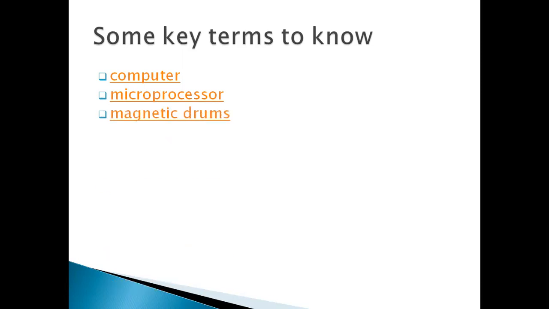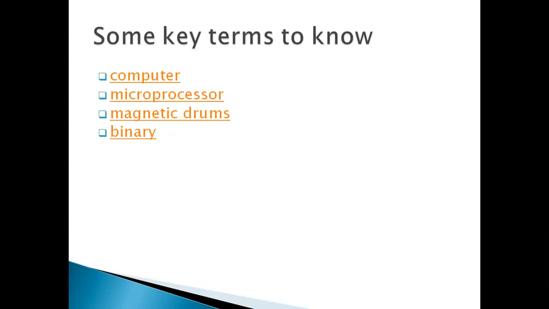Now, here are some key terms which we should know before starting the lesson. First one, computer. As we know, a computer is an electronic device which accepts input data, processes it, and finally displays the result as output. At the same time, a computer stores data for future use as well. Microprocessor. Microprocessor is the CPU of modern-day computers. Magnetic drums are the storage device used in first generation computers.